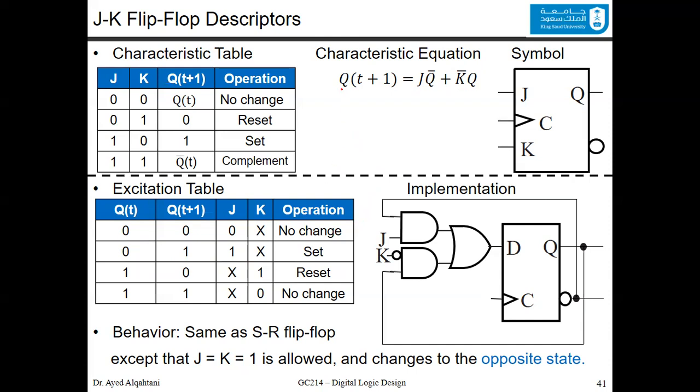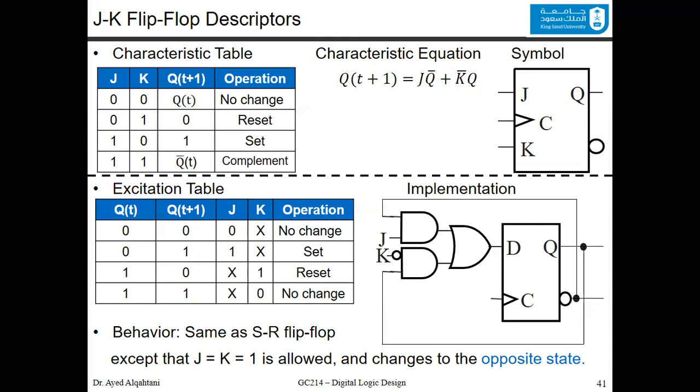Now, you can actually derive the characteristic equation from the excitation table, because the excitation table helps us with the design. And if you don't know the characteristic equation, then this will help you to find it. For the characteristic equation of the JK, you try to find what's going to give you 1 in the next state, which is this and this. And this happens if you have Q bar and J, or you have Q and K bar, which matches the characteristic equation.